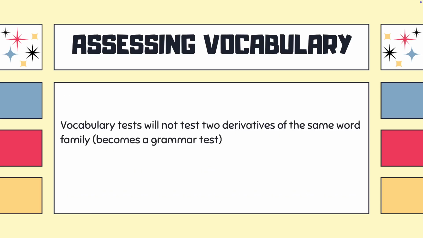Now, why this is important is vocabulary tests will not test two derivatives of the same word family. So in my example of politician and politicians, you won't do that on a vocabulary test because then it becomes a grammar test. So remember that.